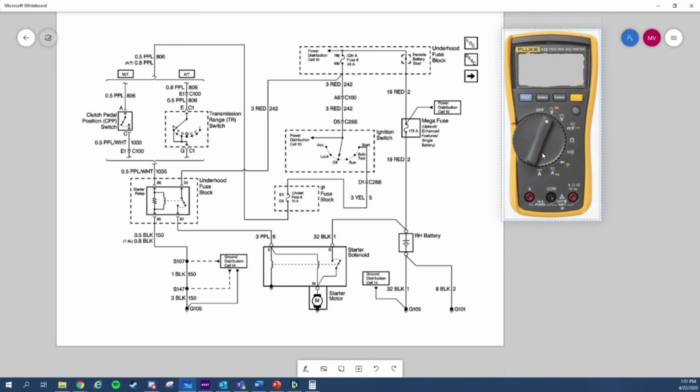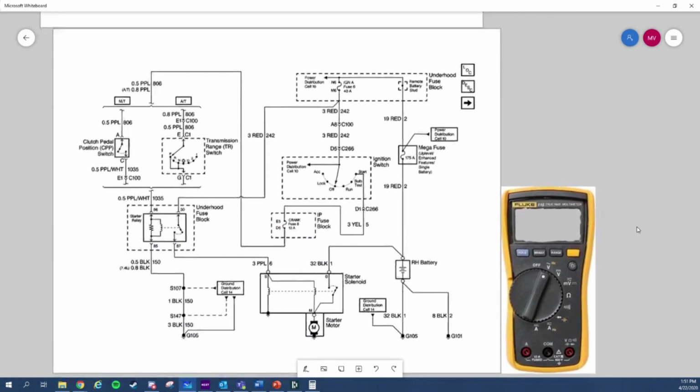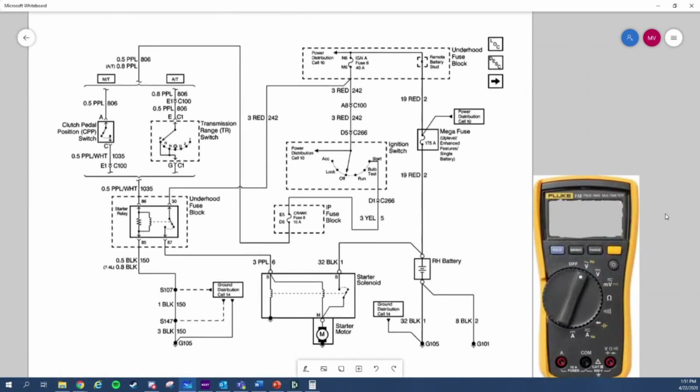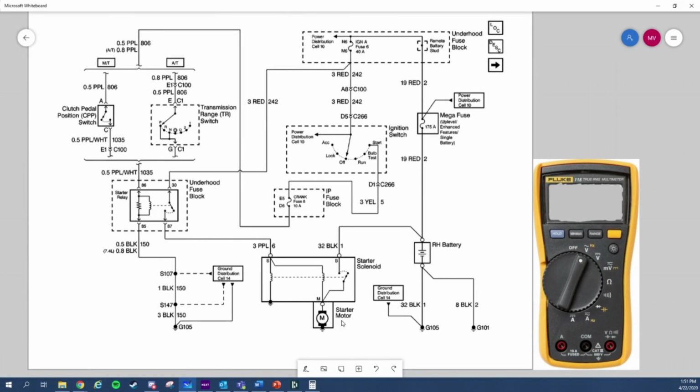So right now, we have the starter motor schematic, and I want you to show me where it is. The starter motor is right here, right? Yeah. Okay. Now I feel like I'm watching Blue's Clues. Where would I do my voltage drop for my starter motor? Now I want you to tell me the circuit number, the color, and where do we check it from, to what?